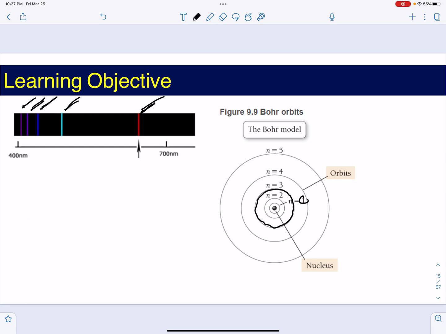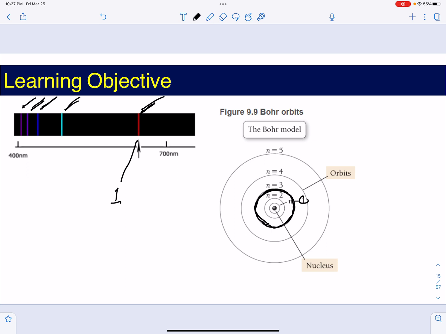And if you haven't seen the opening video for week number 10, make sure you watch that, because that's going to make this so much more understandable. So level 1, which is closer to the nucleus, will be the one with the least amount of energy, which means it's the one with the bigger wavelength. So we would say that this is probably level 1.